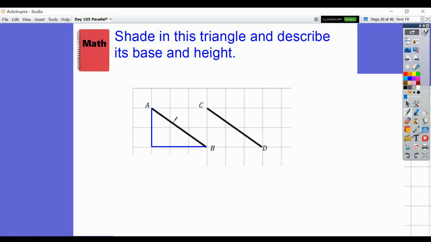Okay, so AB, that's the longest side of a right triangle. So there are the other two sides of a right triangle. Okay? Shade in this triangle and describe its base and height. So its base is almost 3 units and its height is 2 units.